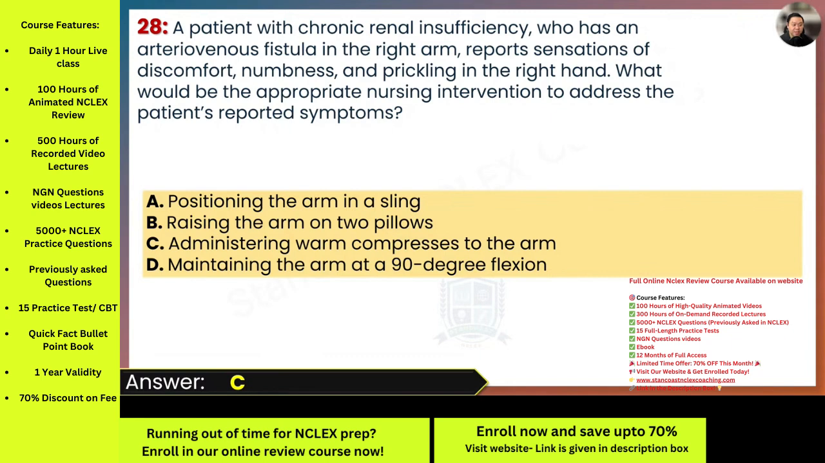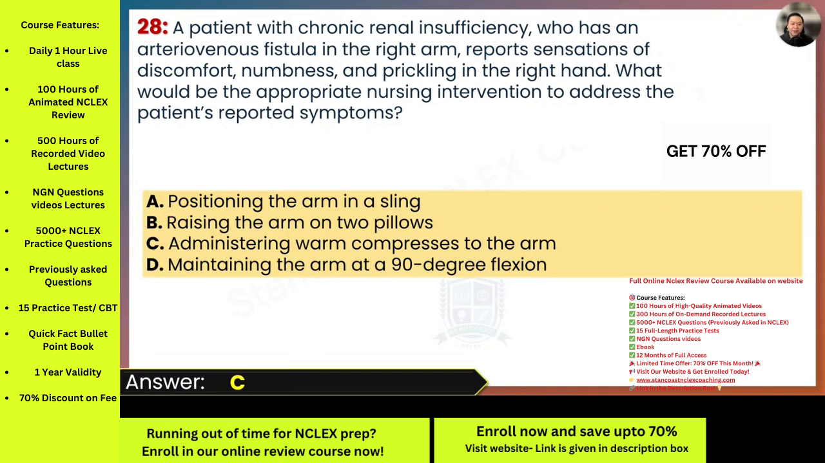Now, what about letter B? Raising the arm onto pillows. Well, we know that this is going to be beneficial for reducing swelling in some cases, but in this particular question, this can worsen the arterial steal syndrome because this can increase the resistance to the blood flow to the hand, and this will compromise perfusion to the hand. It will eventually increase the discomfort. So your goal here is to improve the blood supply, and you are going to avoid the elevation of the arm this time. Now, what about letter D?